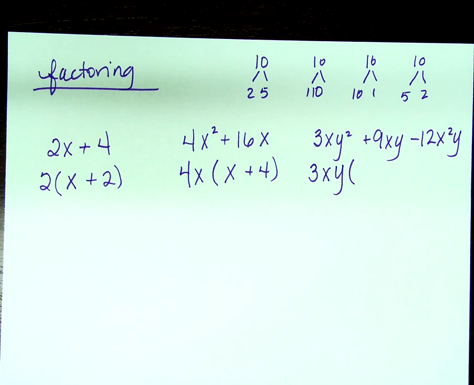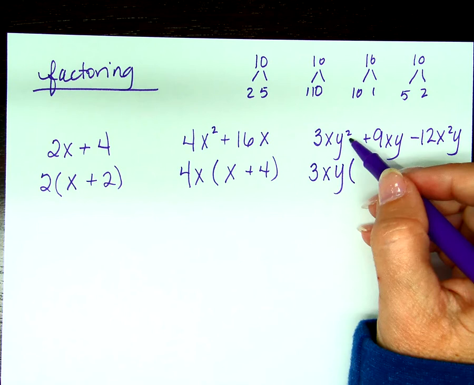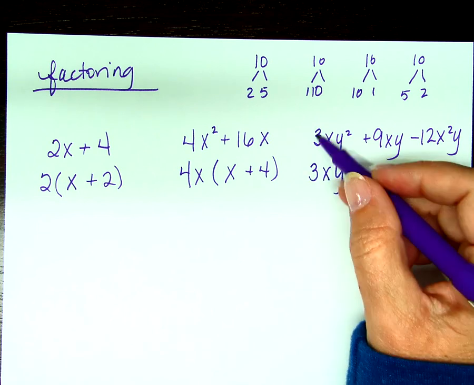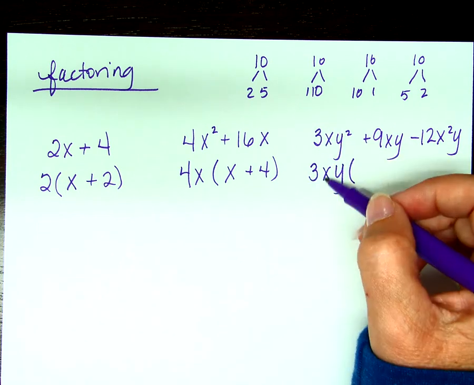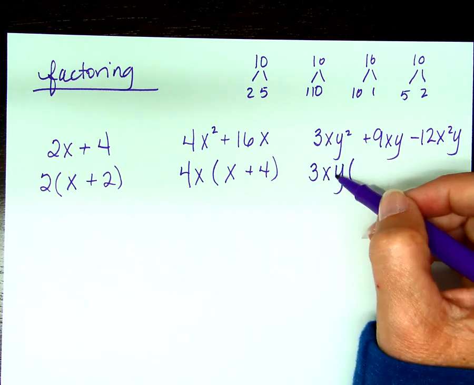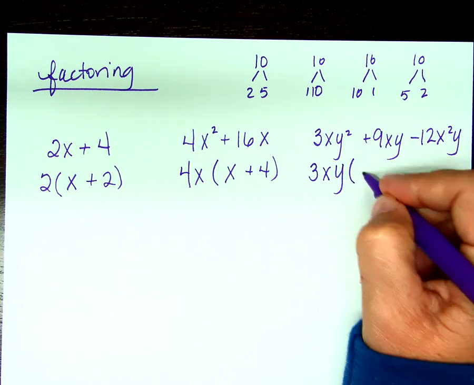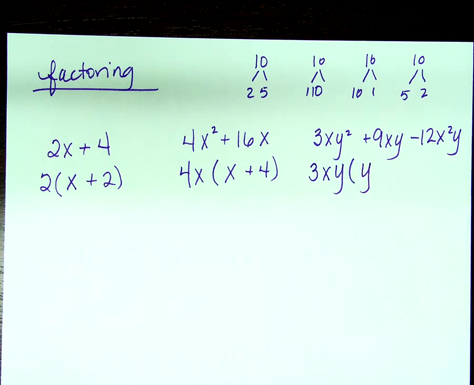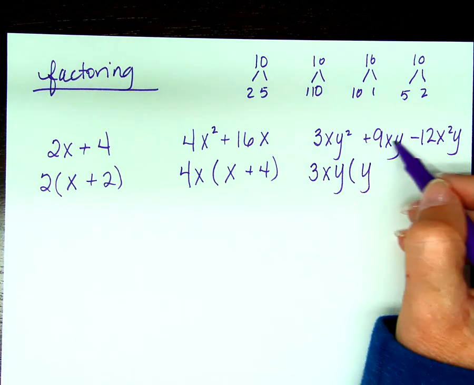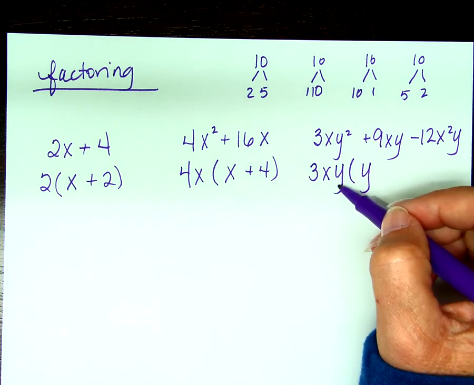You know that's not right, right? 3xy squared divided by 3xy. The 3 simplify to 1, the x's simplify to 1, y squared divided by y simplifies to y, not squared, right? So y. What about 9xy divided by 3xy?